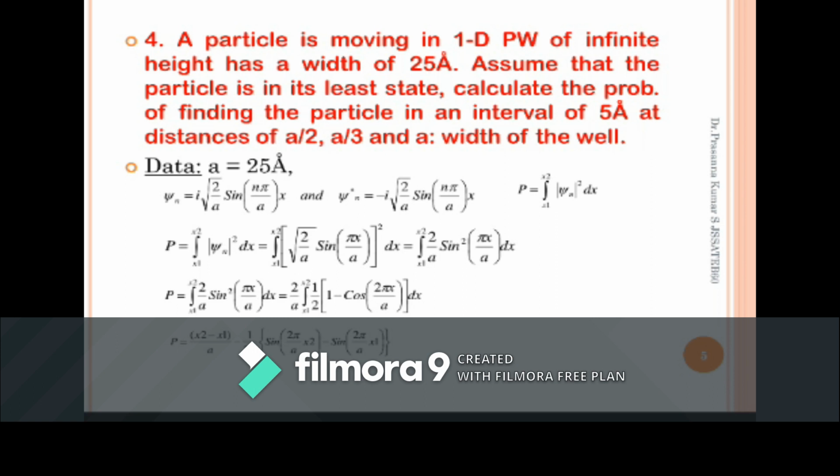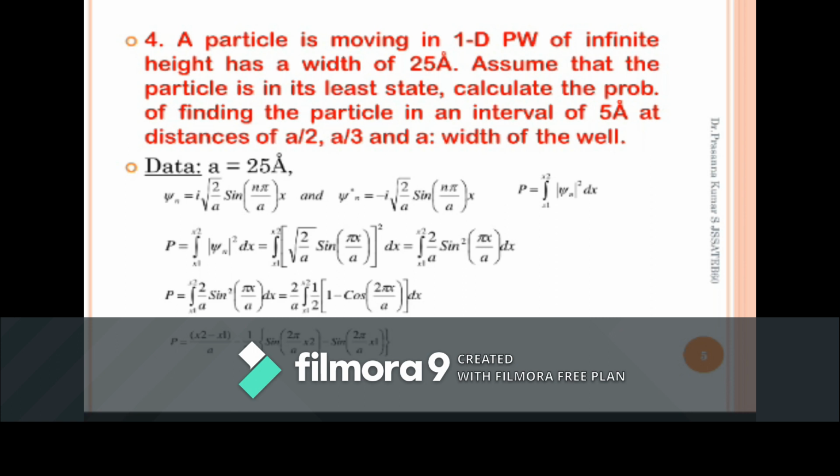A particle is moving in a one-dimensional potential well of infinite height, and has a width of 25. So imagine the width is 25 angstroms. Assume that the particle is in its least energy state, that is n equal to 1. Calculate the probability of finding the particle at an interval of 5 angstrom at distances a by 2, a by 3 and a. Here a is the width of the potential well.